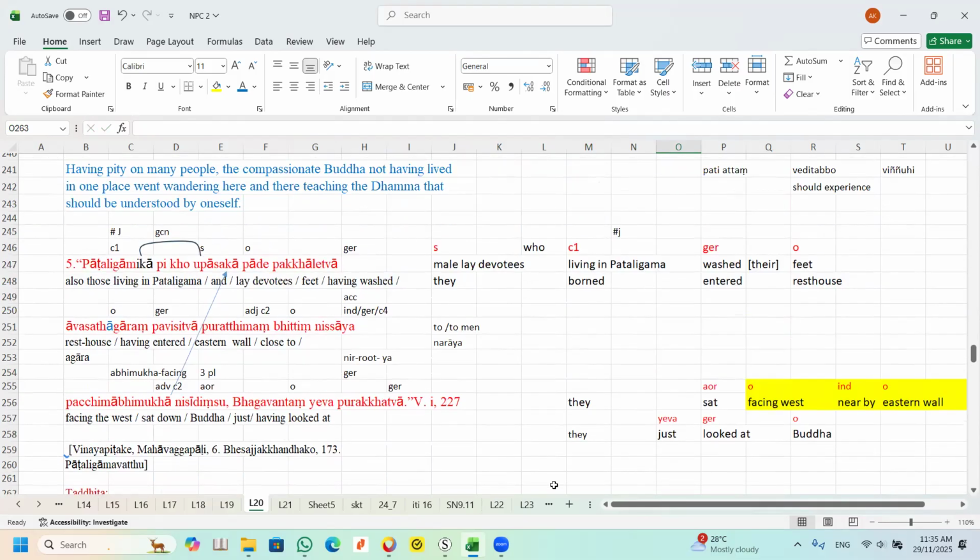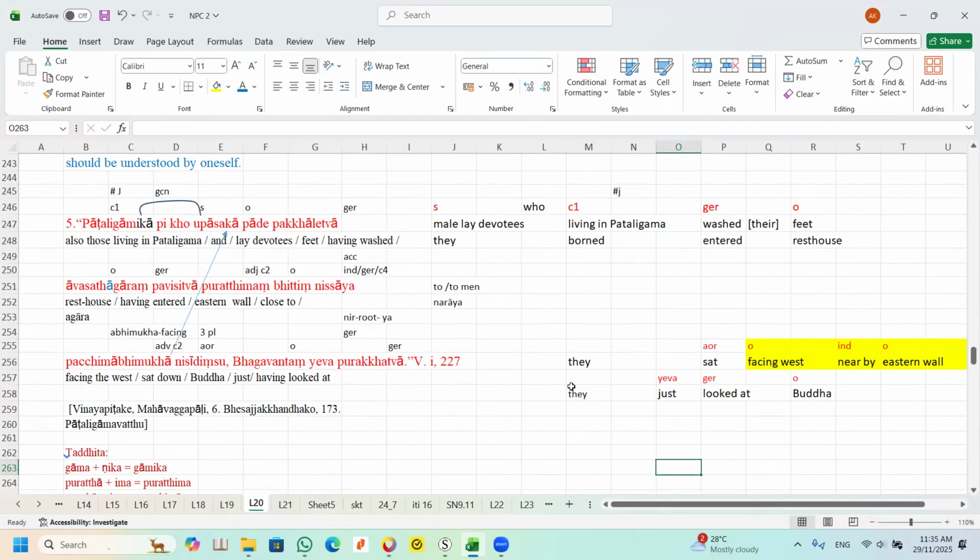When you do a translation, in the end you truncate it away. But when you are doing a workout, at that time you have to put subject, verb, and object so that you are able to figure it out. Otherwise, you cannot. So the words, they just looked at the Buddha. In English, they just looked at the Buddha. So you insert accordingly.